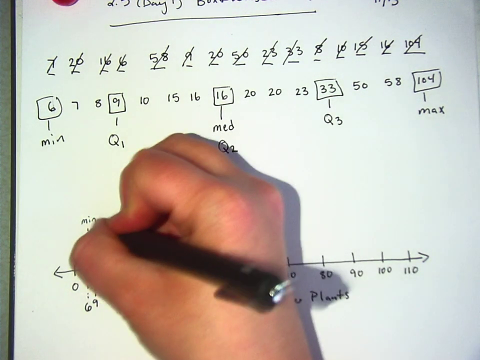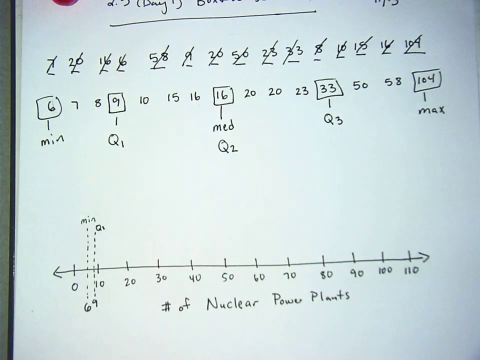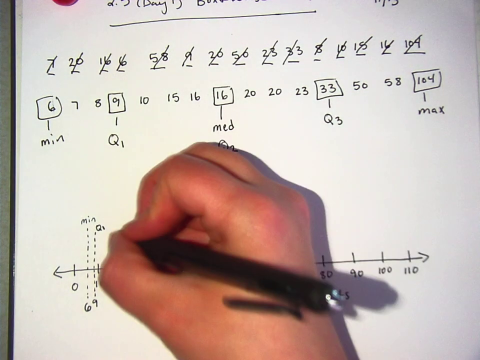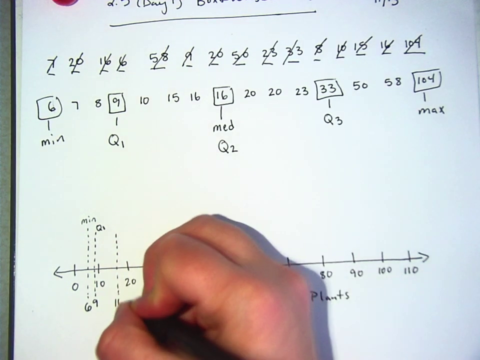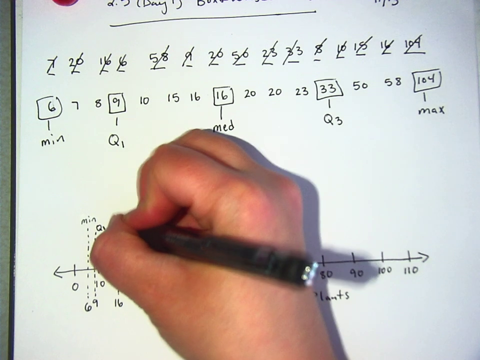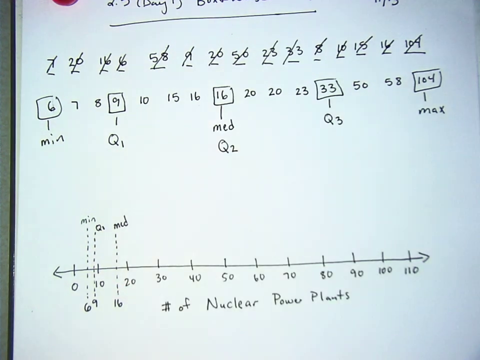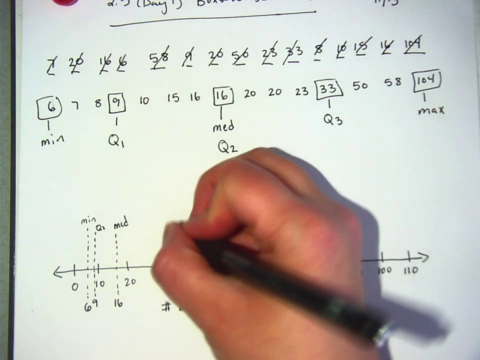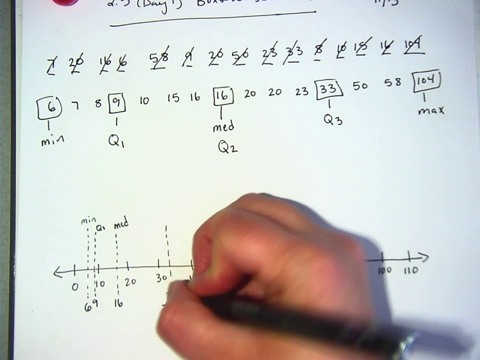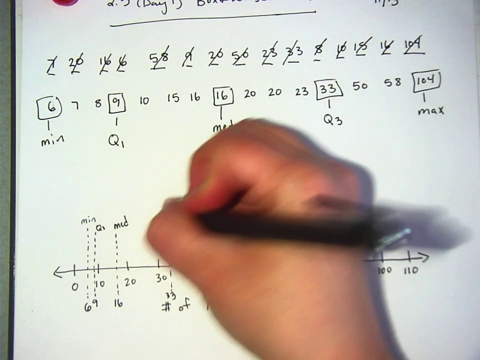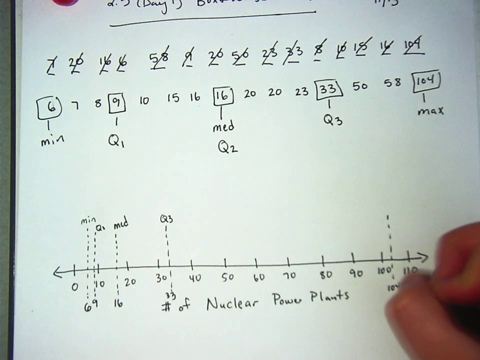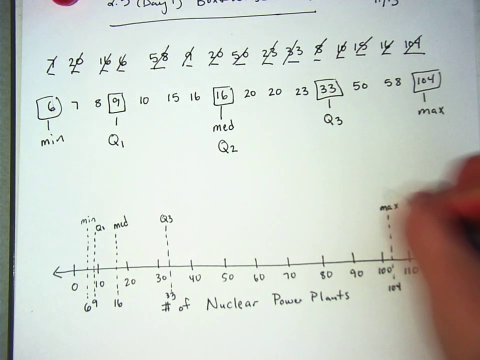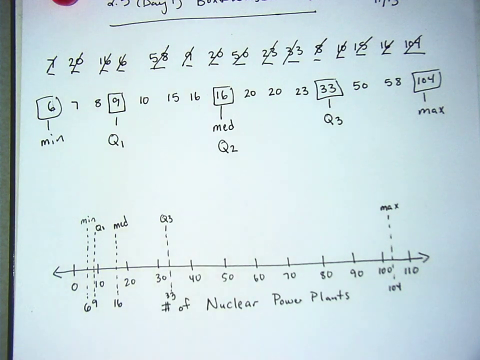9, this one is Q1 right here. 16 is right here. This is Q2, we're in the median. 33, just Q3. And 104, which is the max. A lot of people don't label the min, Q1, median, Q3, max. I'm just doing that to help you understand it.